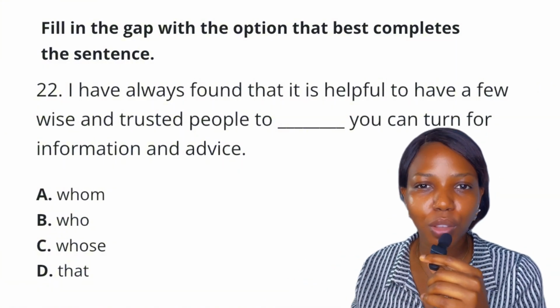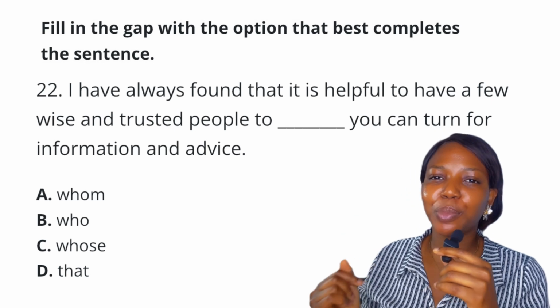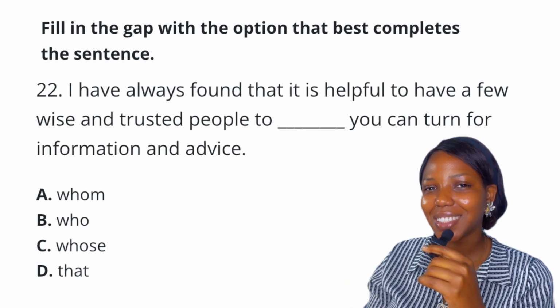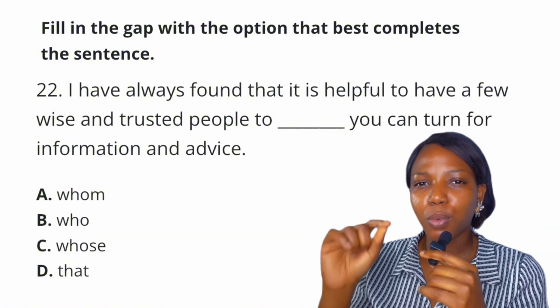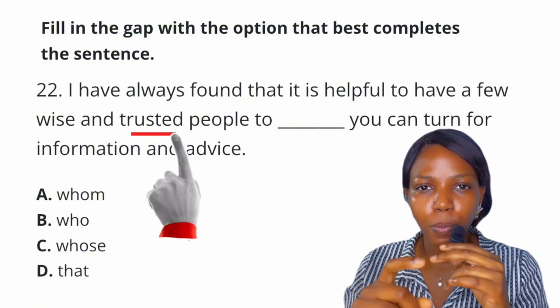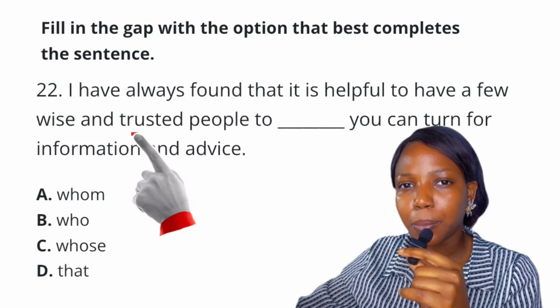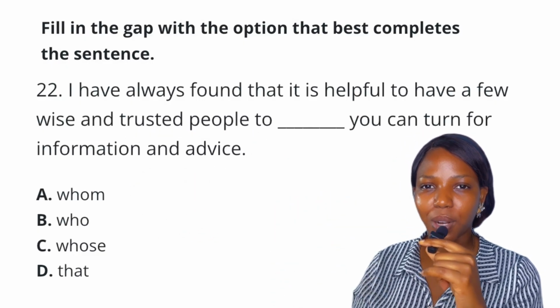Now imagine that you're looking for advice on the best jollof rice recipe. You turn to people you trust, right? Now in this sentence, I have always found, I is the subject. Now the word that will fill in this gap must have a relationship with people and the action of turning to them. And that word is whom. A bit confusing, right? I know.